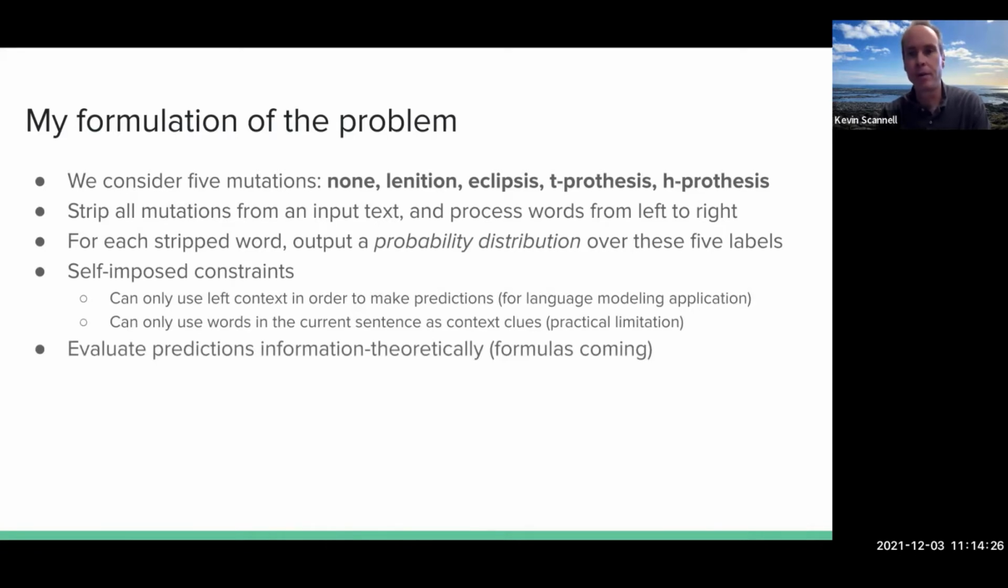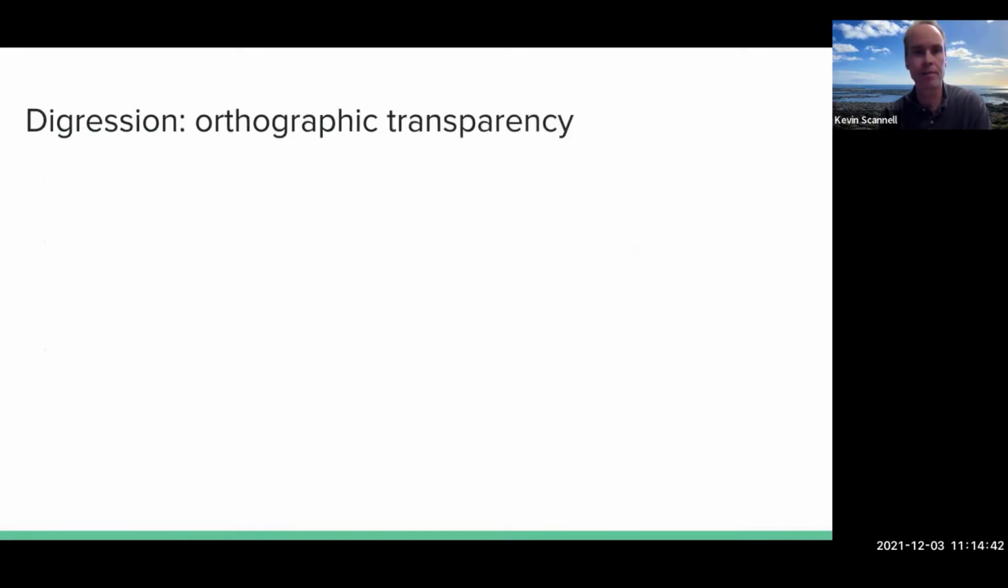And then you need a way of deciding how well you're doing. What I do is write down essentially an information theoretic estimate of how good my estimates are, or how good my predictions are, I should say. And I'll show you what that looks like in a second.